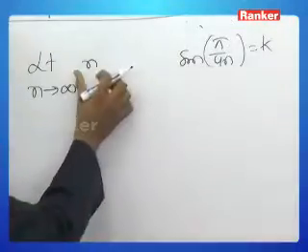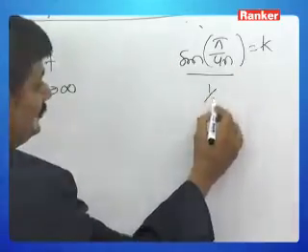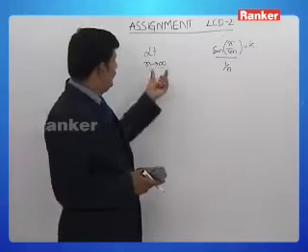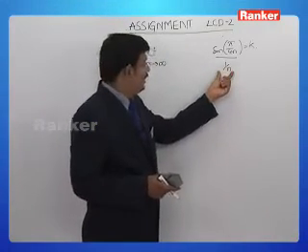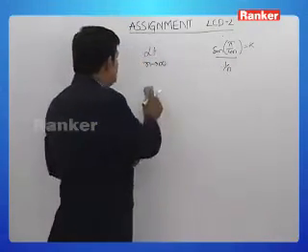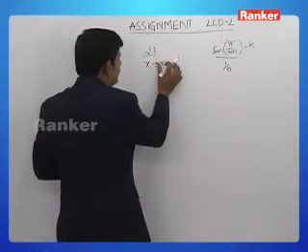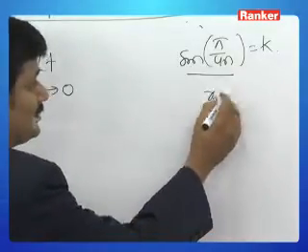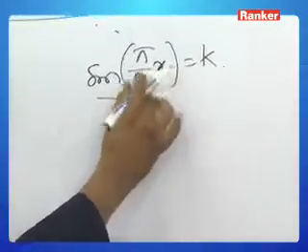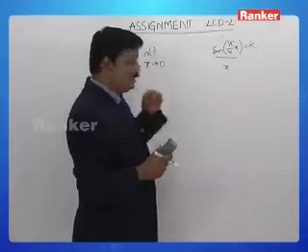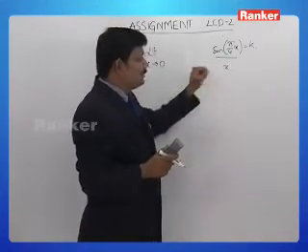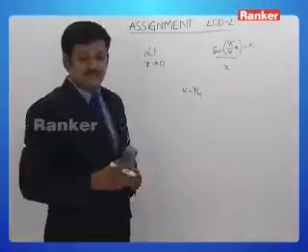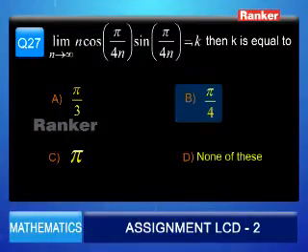As n tends to infinity, this 1 I can write as 1 by n. As n tends to infinity, 1 by n tends to 0. Now, 1 by n I can see as some x, and as n tends to infinity, x tends to 0. Now, you can see the simple limit x tending to 0 of sin ax by x, which is a. So k has to be pi by 4. So, the answer is pi by 4, which is our option B.